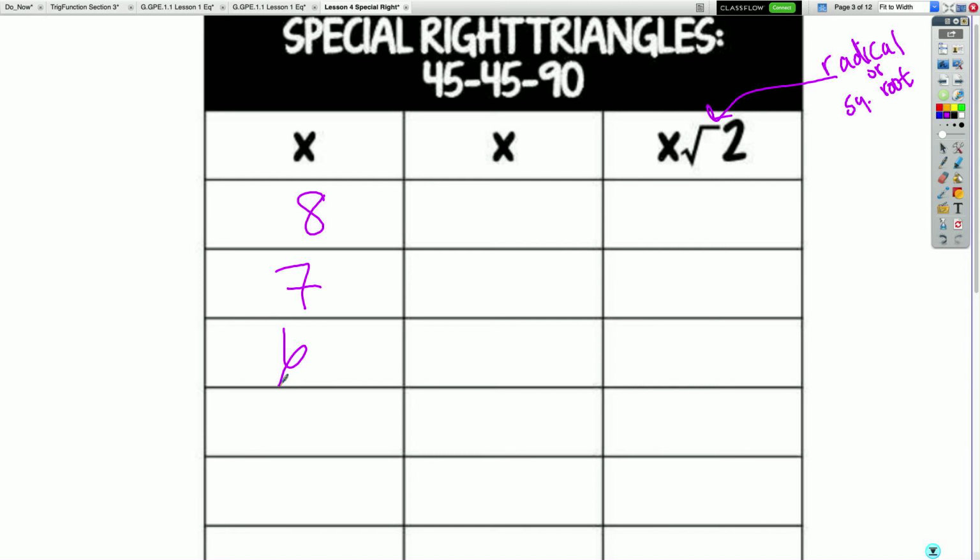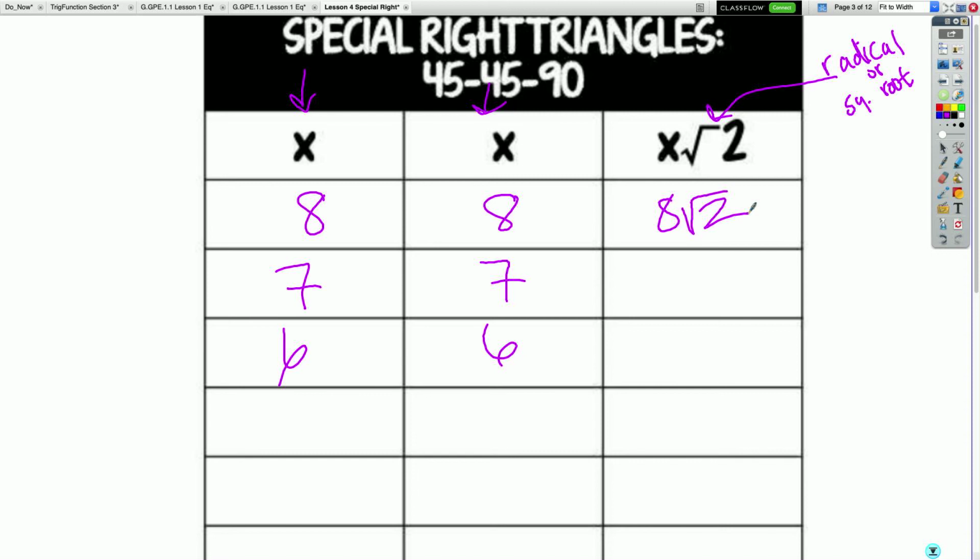So what do we notice about these two columns? They're the same, right? So whatever this column is, we can go ahead and copy that same thing down here. So that's going to be 8, 7, 6 as well. The 45, 45, 90s are definitely easier because we have that repeating column there, or the repeating side. And then whatever our x value is, it's just tacked on to the front of this square root of 2. So we're just going to plug in whatever our x value is on the outside. So this will be 8 square root of 2.